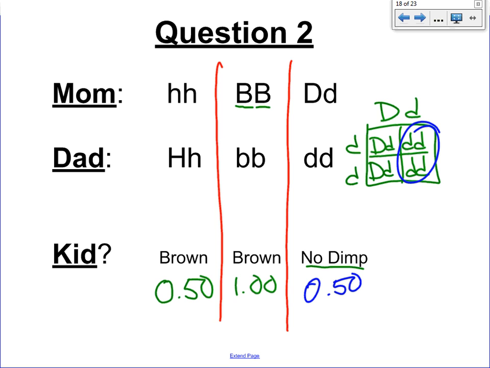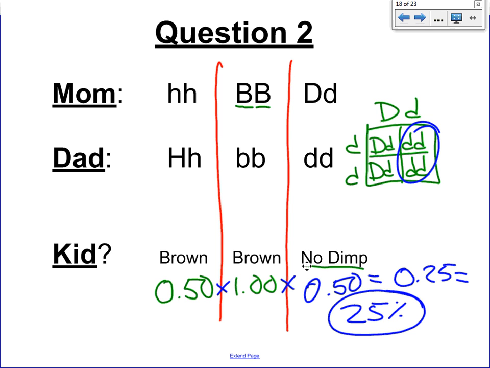All right. Now, do you remember what we should do with all 3 of these numbers? That's right, we need to multiply them together. So 0.5 times 1 times 0.5 gives us 0.25, which is equal to 25%. So what we can now say is that if a little h, big B, big D, little d mom mates with a big H, little b, little d dad, there's a 25% chance that they would have a brown-haired, brown-eyed child without dimples.